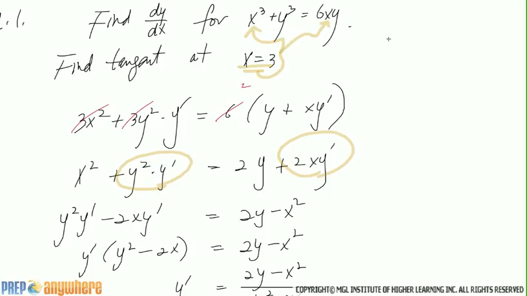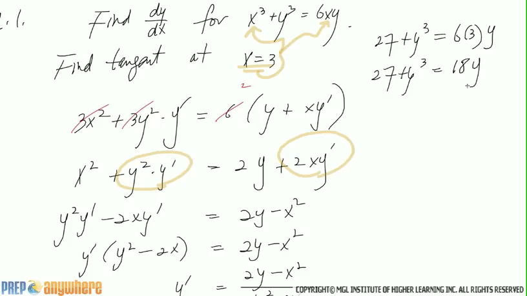So if you do that, you get 27 plus y cubed equals 6 times 3y. Wow, so this is sort of not pretty. So 18y. So we get y cubed minus 18y plus 27, right? The only way to factor this is by, in advanced functions, the rational zero theorem. So you've got to plug in numbers that are factors of 27.